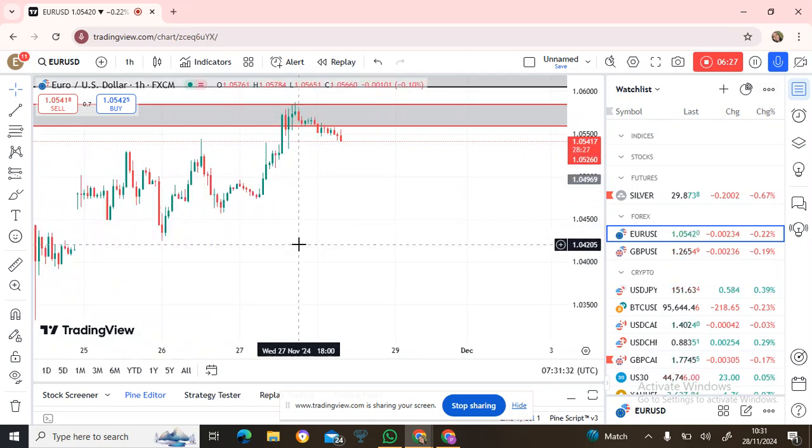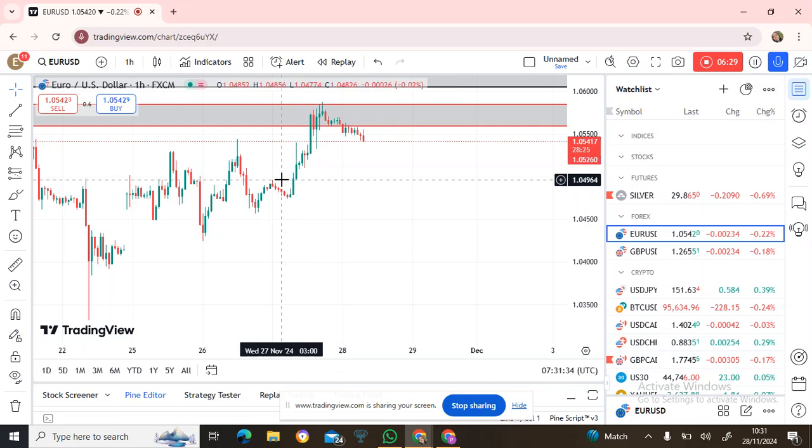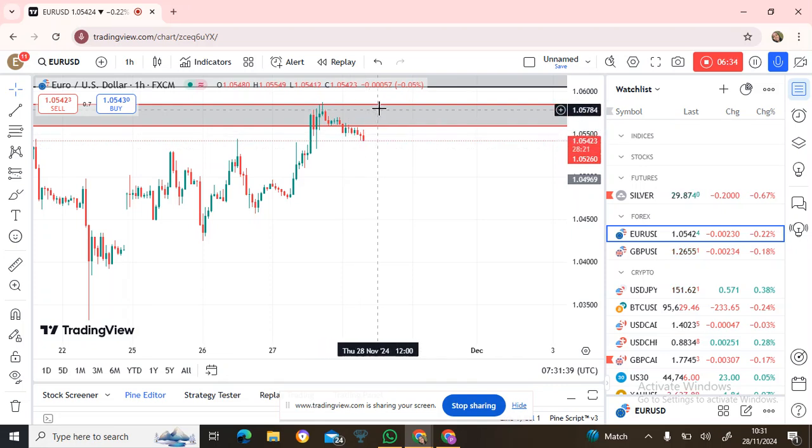You can see the market is still making higher lows and higher highs. So we're waiting for the market to go and create an equal low around this point. Then you can now move all the way.